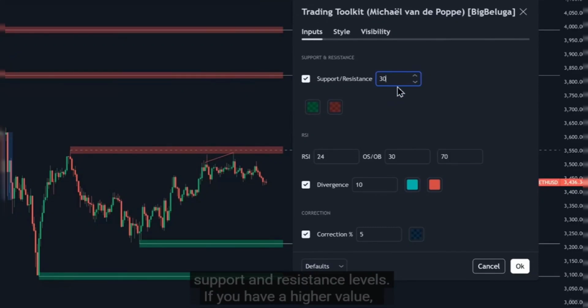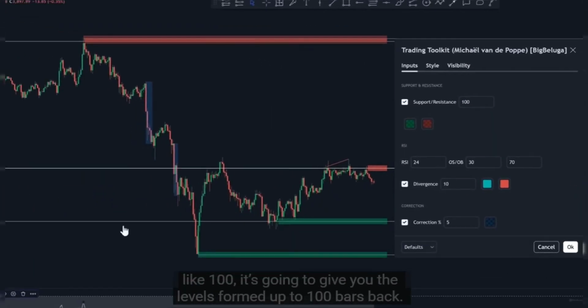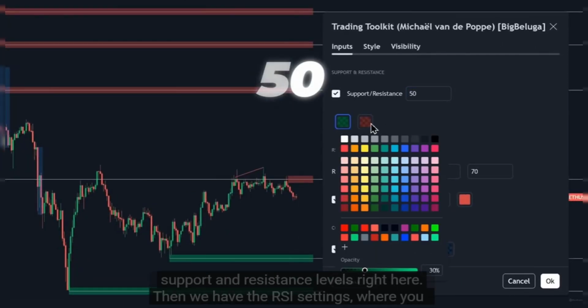If you have a higher value like 100, it's gonna give you the levels formed up to 100 bars back. For me, I'm gonna change this to 50. You can also change the colors of the support resistance levels.